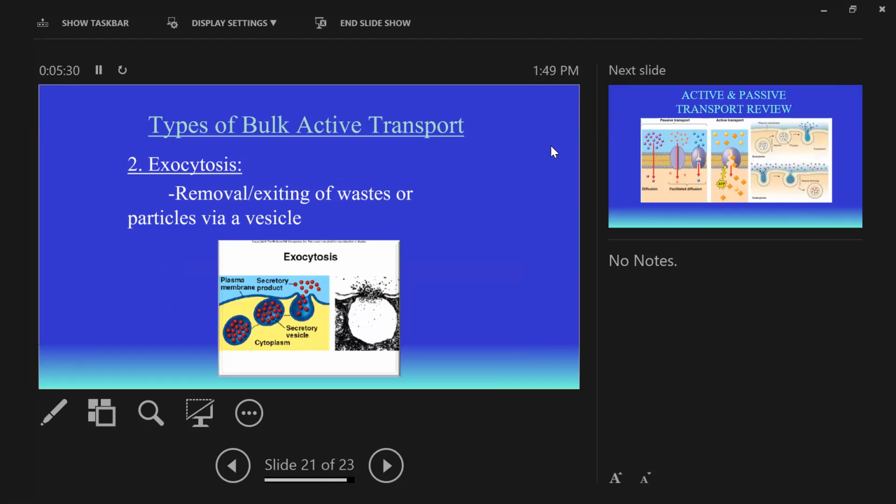Our second type of active transport is exocytosis, and this is easy to remember because exo, exit. So endocytosis is bringing things into the cell, and exocytosis is pushing things out of the cell, exiting the cell. Sorry, the bell is ringing because I'm at school. And this is going to be removing, exiting of waste or particles via a vesicle. So you can see here, it pretty much looks the same except for its opposite. So now we start with our little vesicle that's detached, and it gets closer to the membrane and then eventually releases those particles.